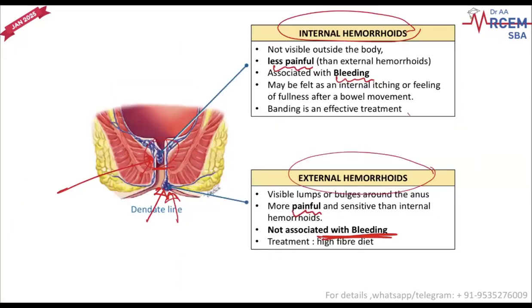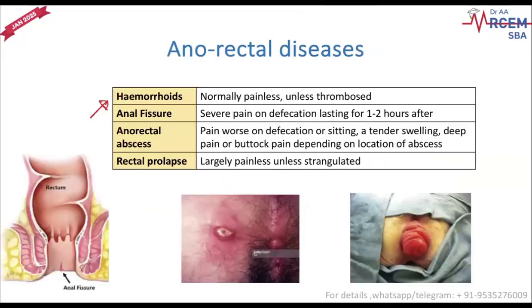Another thing is that surgical intervention is usually recommended in internal hemorrhoids. The prognosis is good. For external hemorrhoids, it is not recommended. It recurs again if you do banding surgically. So you usually recommend a high fiber diet for them. Anorectal diseases, hemorrhoids, we have discussed.